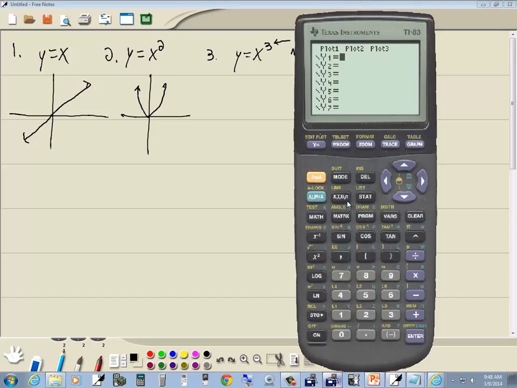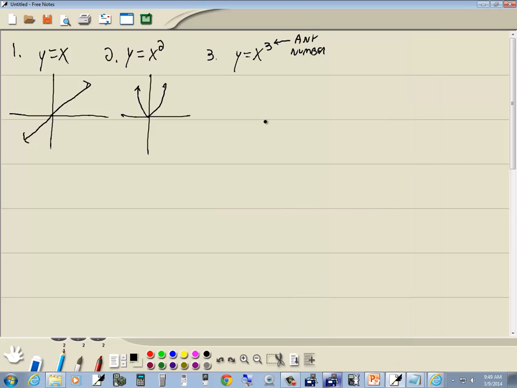Clear. Put in my x key. How you always do any exponent on your calculator is this caret. It's above your divide. So I'll press my caret, and then I'll put in 3, and then I'll push my graph button. And that'll give us that, more or less.